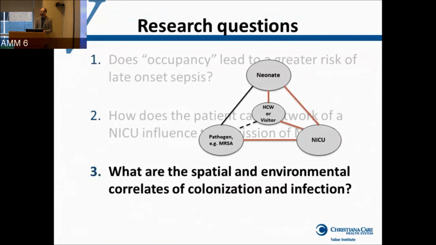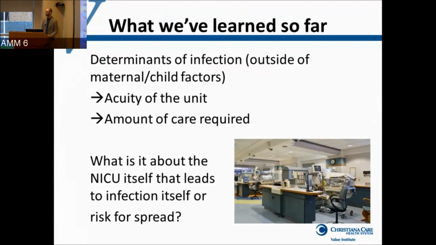All right, and that brings us to the final research question. What are the spatial and environmental correlates of colonization and infection? By way of recapping where this talk has gone so far, we've determined that determinants of infection, independent of the characteristics of the kid, appear to be influenced by acuity of the unit as well as the amount of care required. So now we want to interrogate the unit a little bit more and say, what is it about the NICU that leads to potential for colonization and potential for infection?